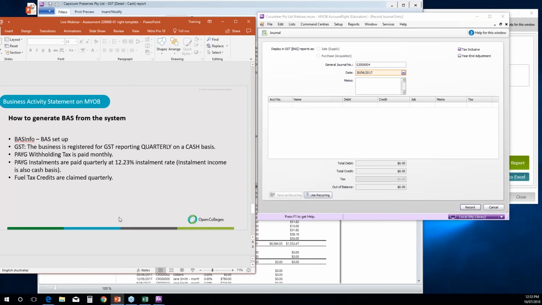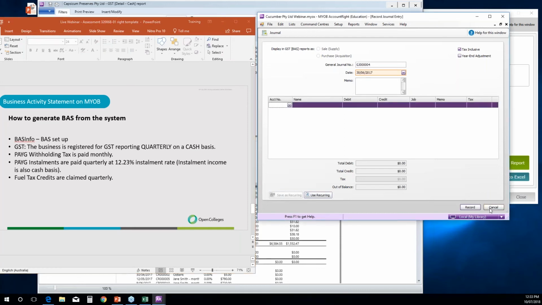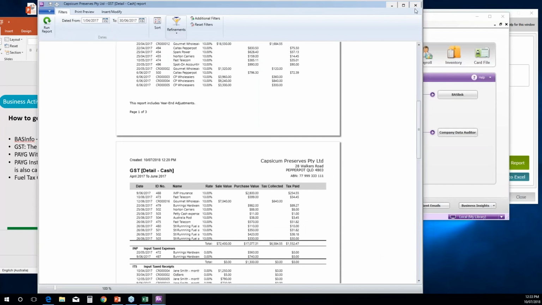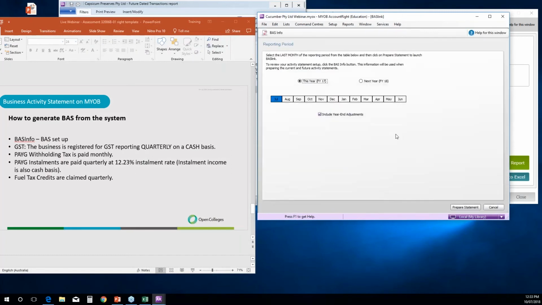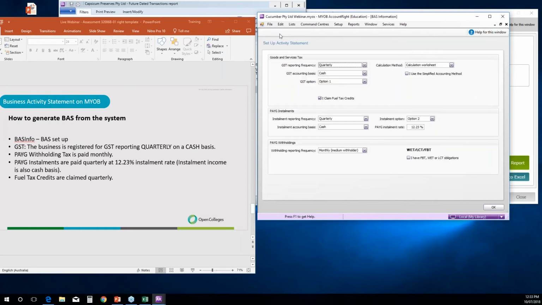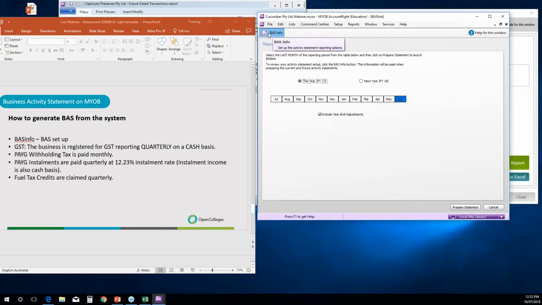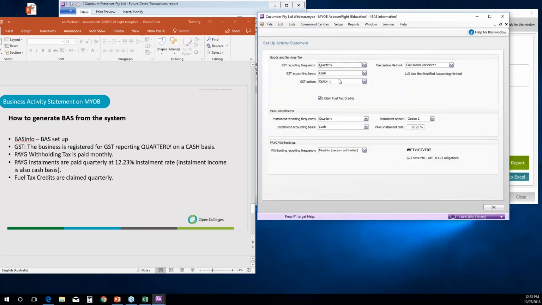Next one is how to process business activity statement. So what you need to do, I'm going to close all this. What you need to do is go to the account and go to BAS link, click. Today is June, right, quarter. Before I prepare statement, I make sure every setup is done correctly. So click BAS info on top left-hand corner, quarterly GST option 1, cash. I claim fuel tax credit, quarterly cash, option 2.